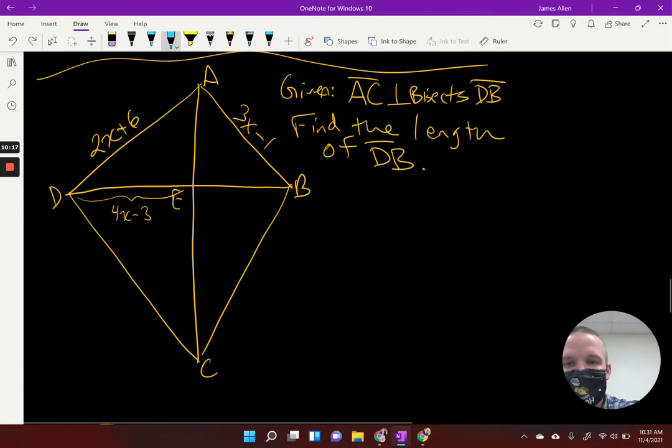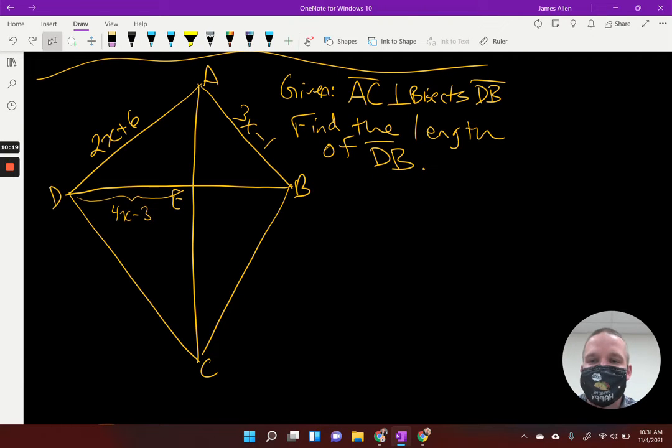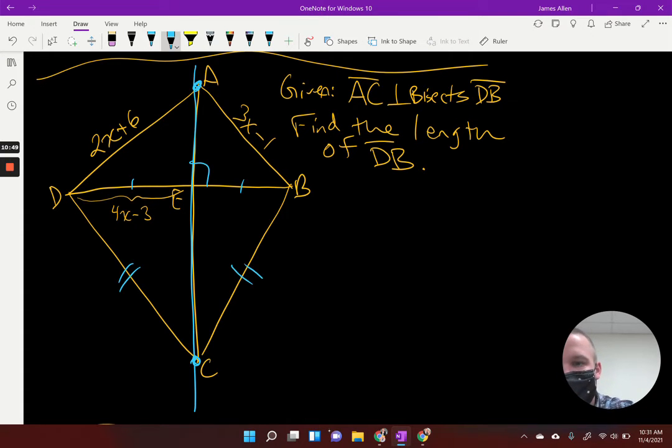All right. Another one. Given AC is a perpendicular bisector of DB, or AC perpendicularly bisects DB. Find the length of DB. So I've got these lengths here of 2x plus 6, 3x minus 1, 1. Okay, cool. Well, AC is perpendicularly bisecting, right? So it's perpendicular to it, it bisects it. So that's some good information there. But if AC is the perpendicular bisector, any point on there, including A and C, are equidistant to D and B. So those two segments are congruent.